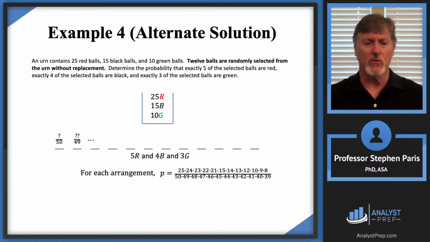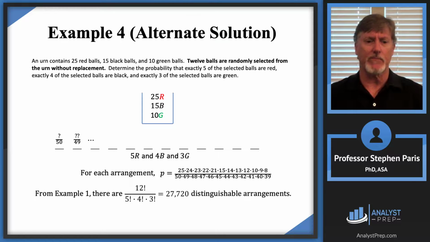In the numerator, 25 times 24 times 23 times 22 times 21. And then for the blacks, it's 15 times 14 times 13 times 12. And then for the greens, it's 10 times 9 times 8. That's for each arrangement. How many distinguishable ways can I arrange those colors? Well, that's the example 1 question: there were 27,720 distinguishable arrangements of those colors.